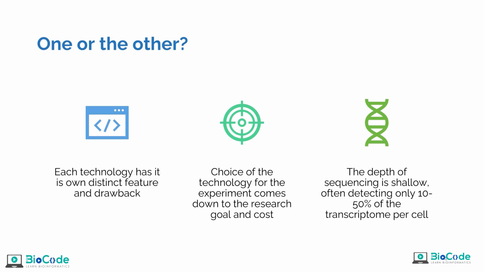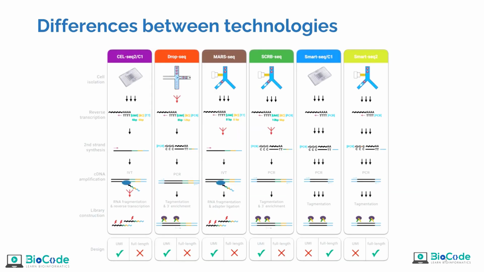The depth of the sequencing is shallow, often depicting only 10 to 50% of the transcriptome per cell. So no matter which particular technology you use, single cell is still not the best in terms of detecting 100% of the transcriptome per cell. It can only do 10% to 50%, which is an issue. Even though we have huge data sets, like thousands of cells, we still don't have proper sequencing depth. We will have a discussion about sequencing depth further.